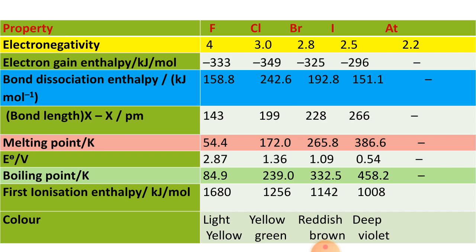So now dear students, next about the color. I told you that fluorine has light yellow color, chlorine has yellow green color, bromine has reddish brown color, iodine has deep violet color, and astatine has indigo or bluish color. So these are some trends in atomic and physical properties in the form of a table.